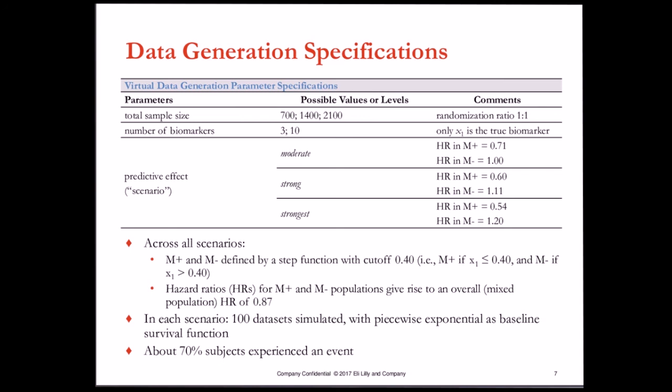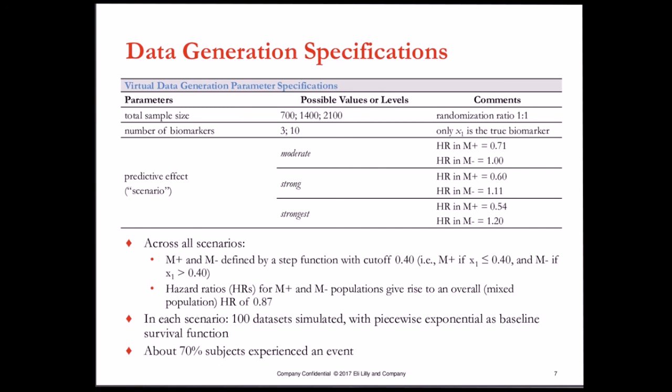We consider 3 scenarios for the different predictive effects of moderate, strong, or the strongest in the marker-positive subgroup, with the corresponding hazard ratios specified for both subgroups.